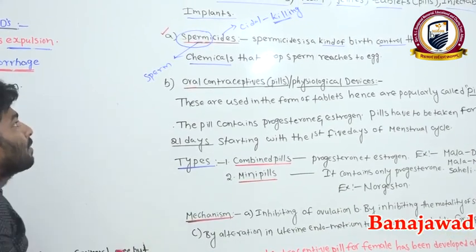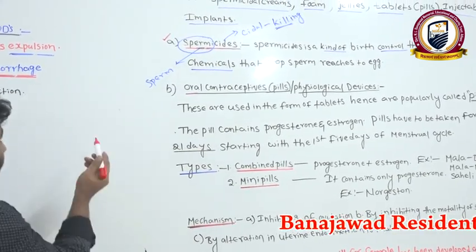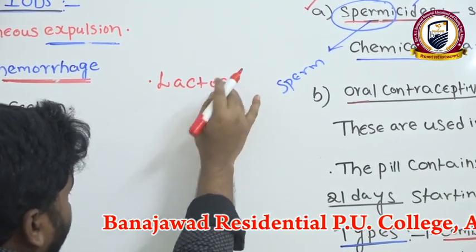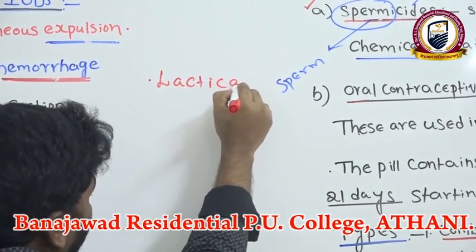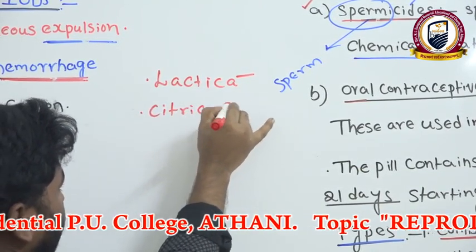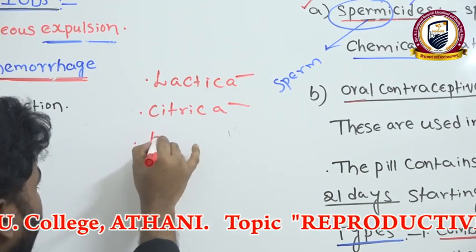What kind of chemicals are present in the spermicides? We'll see here. Some of the chemicals I will tell you. One chemical is lactic acid. Second one is citric acid and even KMnO4.